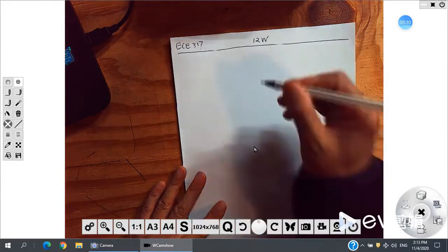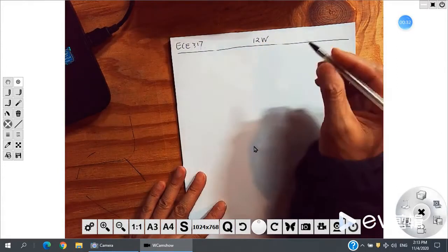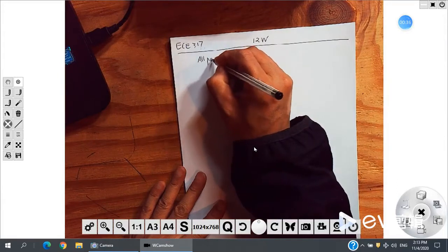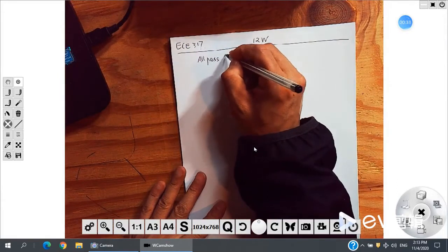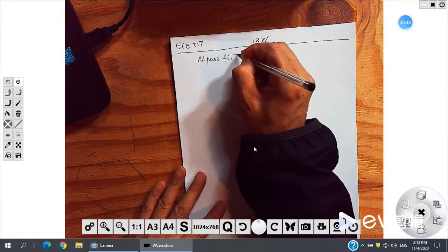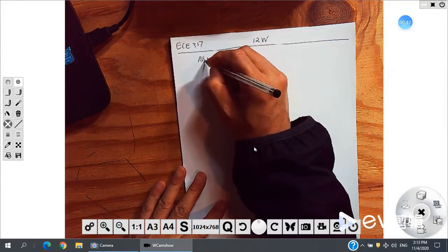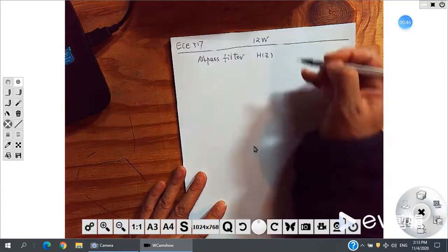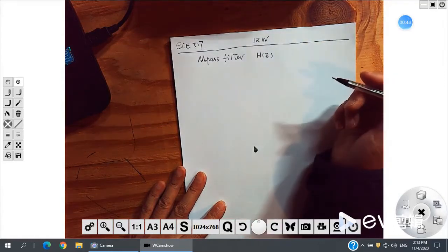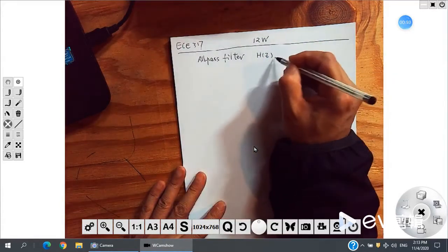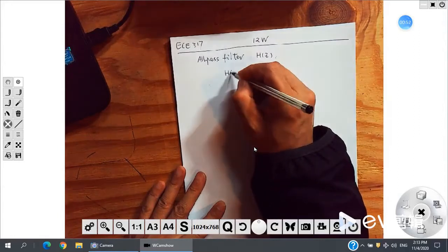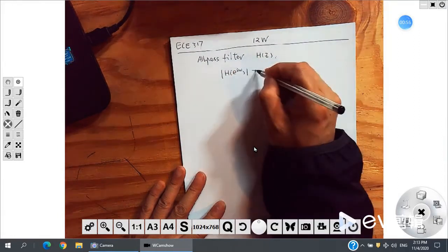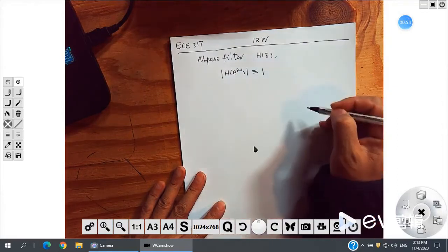So last time we discussed the all-pass filter, right? Suppose this H of Z is the transfer function. Then we have the feature that the magnitude of the frequency response will always be equal to 1.